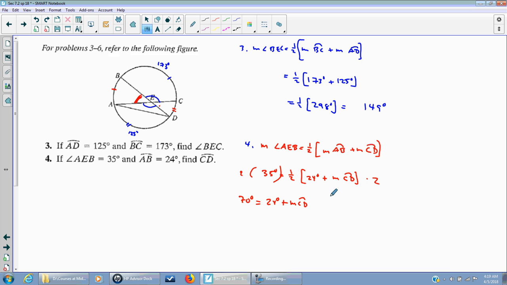So that's 24 plus a measure of CD. So 70 minus 24, which is 46 degrees, is the measure of arc CD. Okay. So write down the equation, plug in what you know, and then just do a little bit of linear algebra type arithmetic.